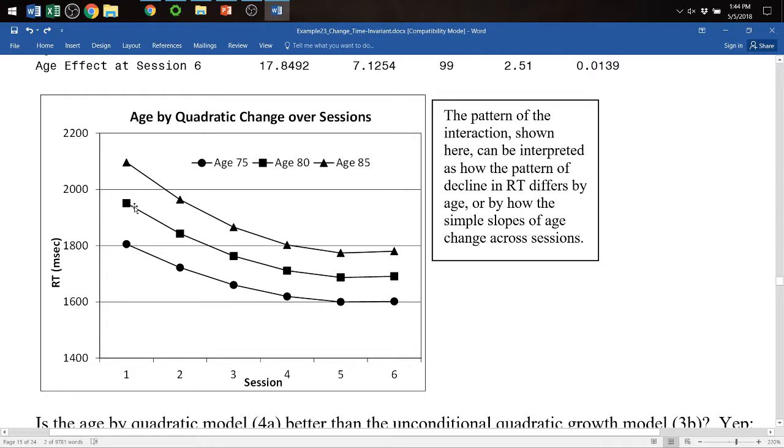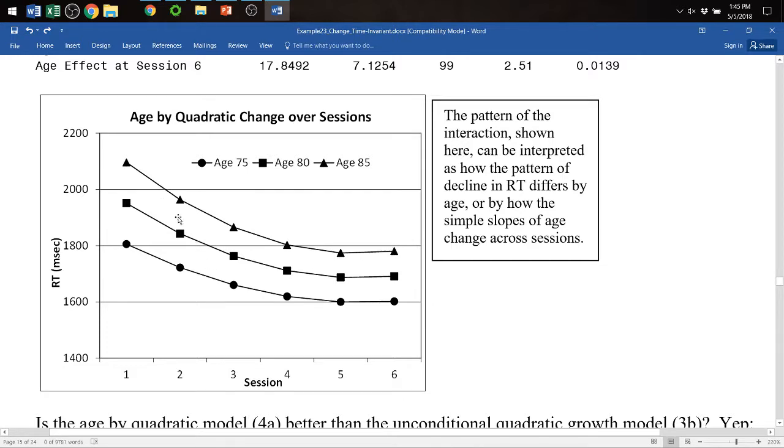So the vertical difference between the lines, that's the main effect of age. It's age by intercept specifically. Older people are slower initially. If you were to draw a slope tangent to this line at the beginning, the slope would be slightly steeper, more negative in these older people. And the older people also have a greater bend, a more positive quadratic to counteract that more negative slope.